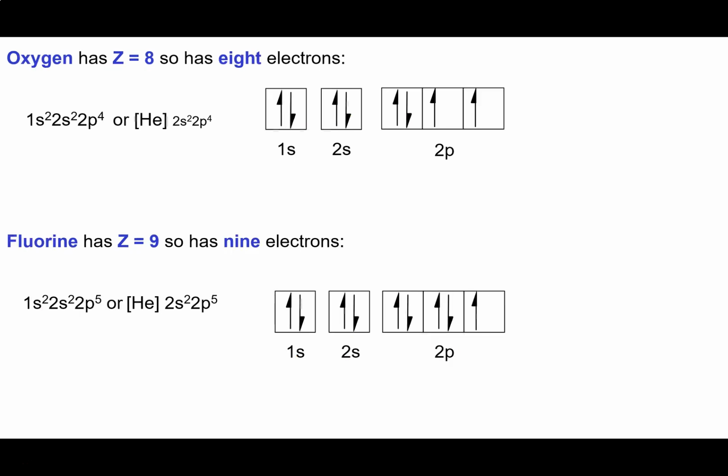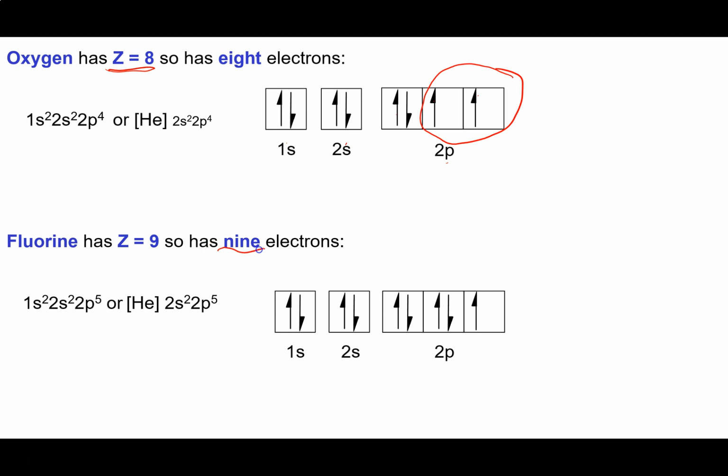Okay, so when we move on to oxygen, 1s2, 2s2, 2p4, 8 electrons because it has atomic number 8. So there's the 1s, the 2s looks just the same. Now when we get to the 2p, we've got our 3 orbitals. We go p1, p2, p3, and then we go back and start pairing up. So p4, still paramagnetic because we've got 2 unpaired electrons.